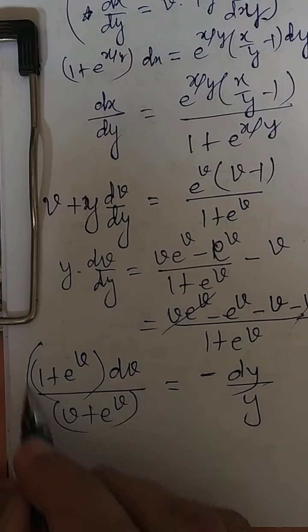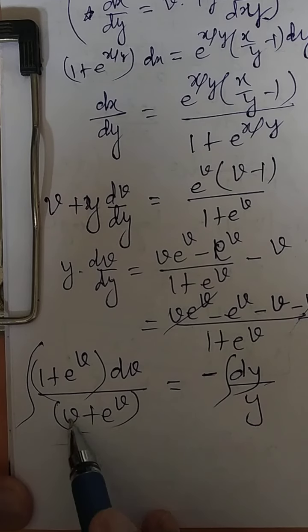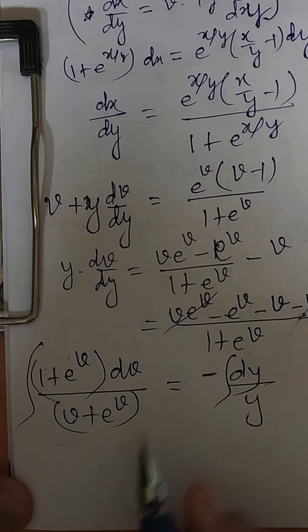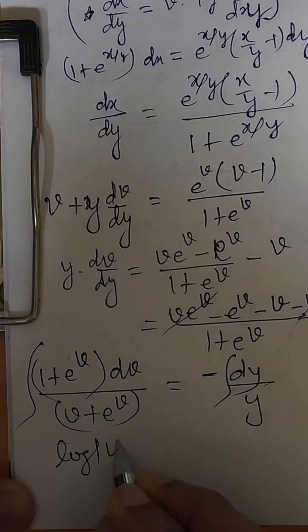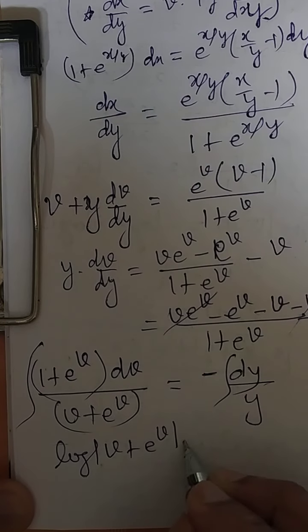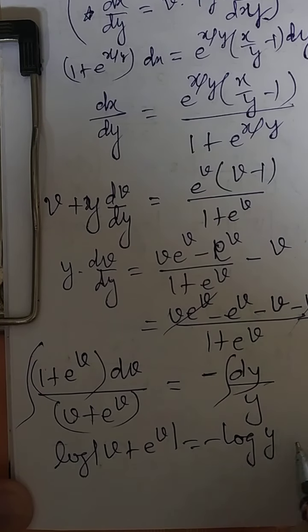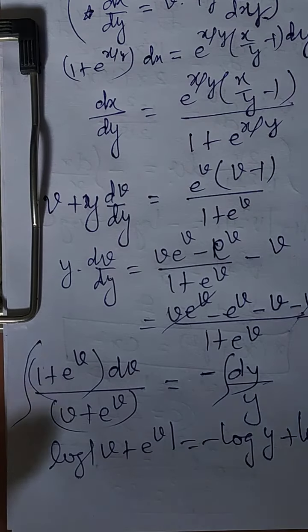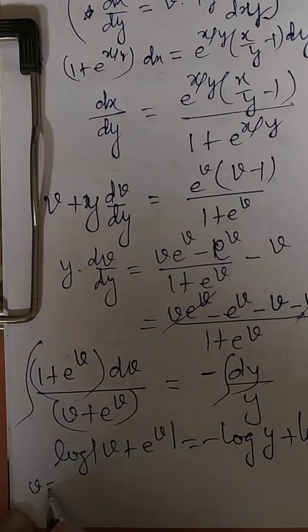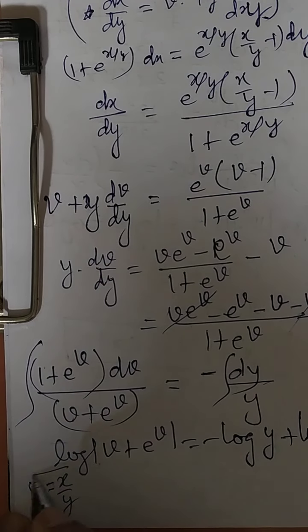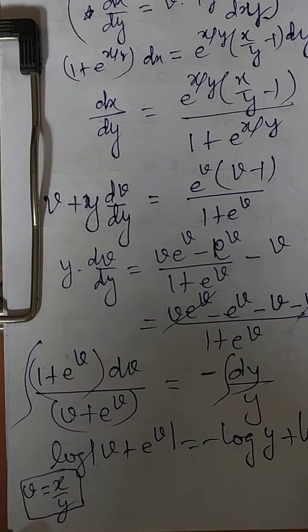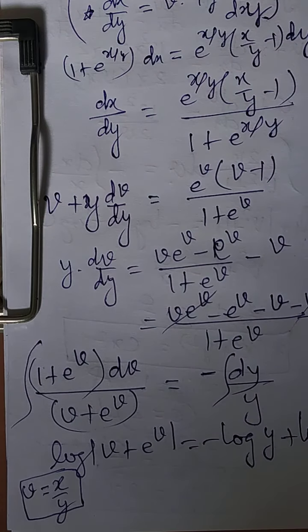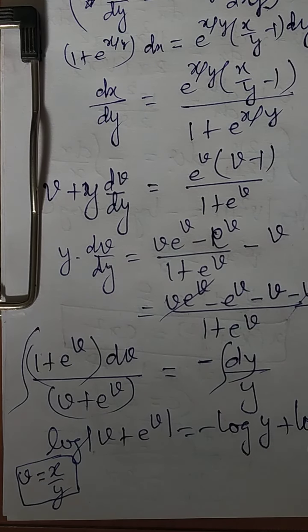Now if you integrate this, it is nothing but a derivative in the numerator. Look here. So it will be log of v plus e raised to power v minus log of y plus log of c again. Now you know every v is to be replaced by x by y, and remove the log. This can be written as c by y. Remove the log expression and try to see.